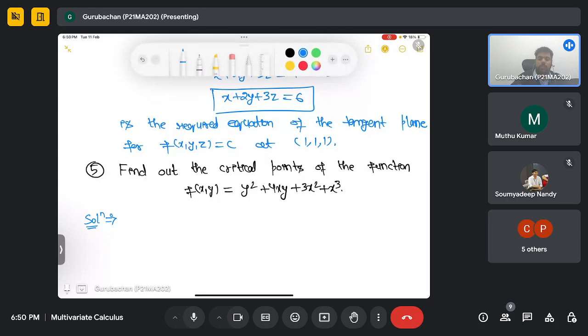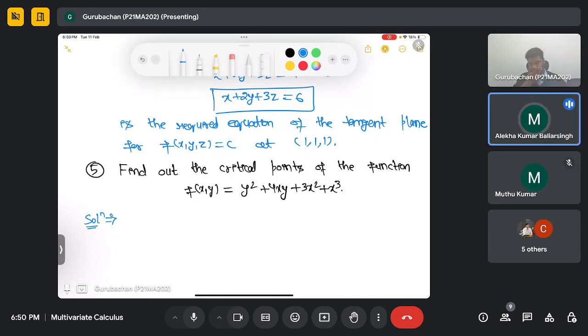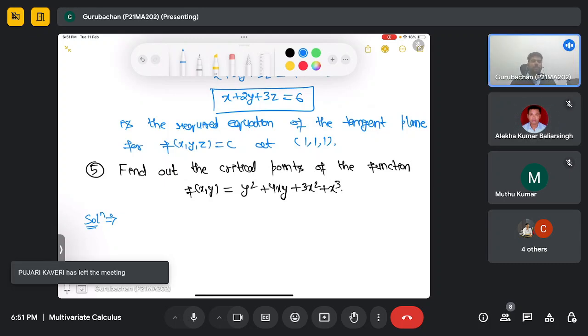How can we find out the critical points? Anybody? What are the critical points? First of all, what are the critical points? For the critical points, we have to put fx equal to 0 and fy equal to 0, both the equations, and find the values of x and y. So, are all the critical points included in this manner, or will some critical points be left also? Alekha ji.